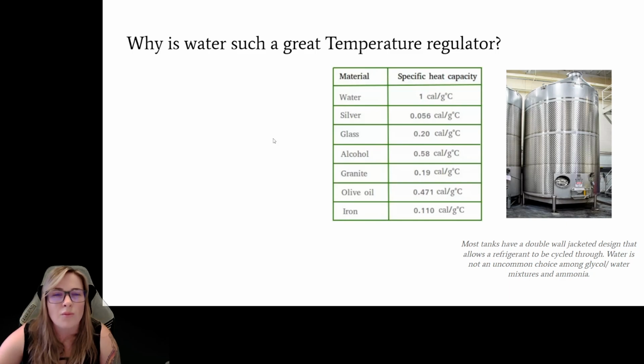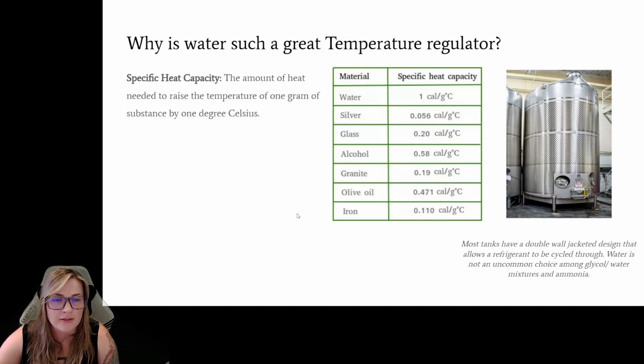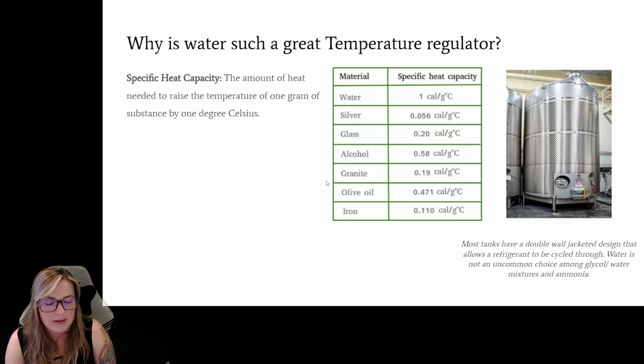Okay, so why is water such a good temperature regulator? So I actually learned this in chemistry class back in the day. This is not in the textbook, but I just think it's really cool and everyone should know about it. So there's something in chemistry called specific heat capacity. And the definition of this is it's the amount of heat needed to raise the temperature of 1 gram of a substance by 1 degree Celsius.